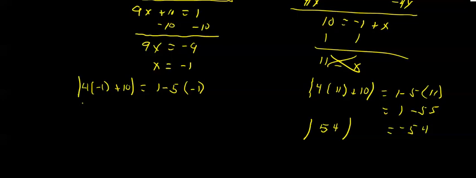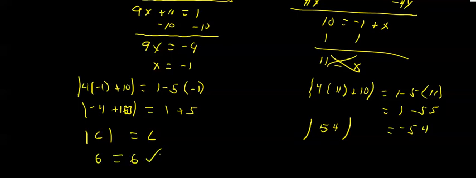Absolute value, -4 plus 6, 10. Absolute value of 6. 1, negative times negative is positive, plus 5 equals 6. Absolute value of 6 is 6. 6 equals 6. That's good. My answer is -1.